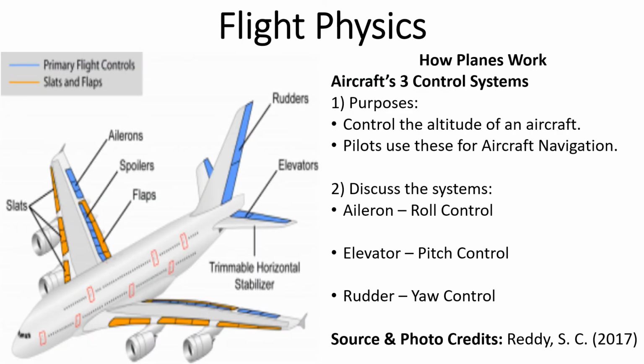Introducing how airplanes operate, they rely on three control systems: the ailerons, elevators, and rudders. They are important for controlling the aircraft's altitude, and pilots will use these three control systems for aircraft navigation. The ailerons are for roll control, elevators are for pitch control, and rudders are for yaw control.